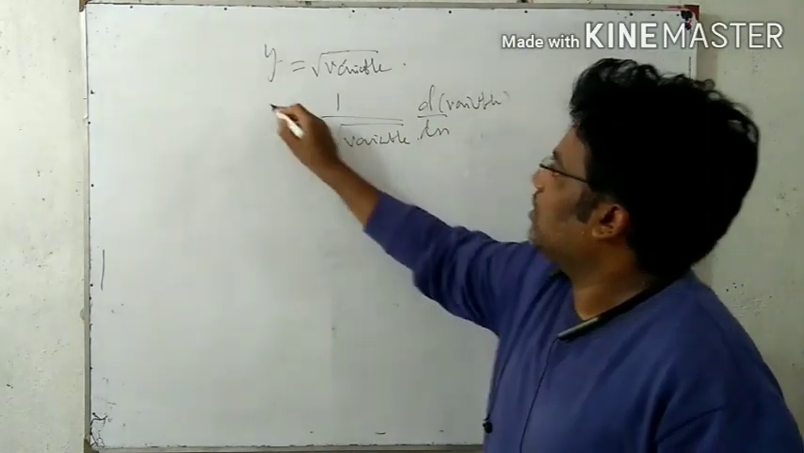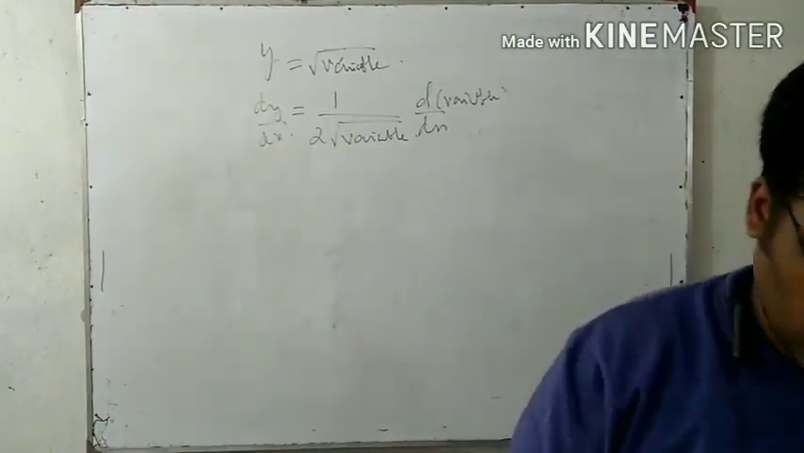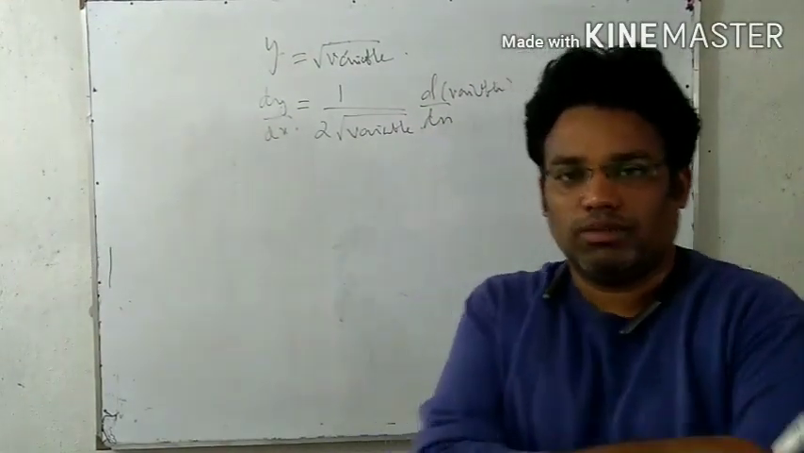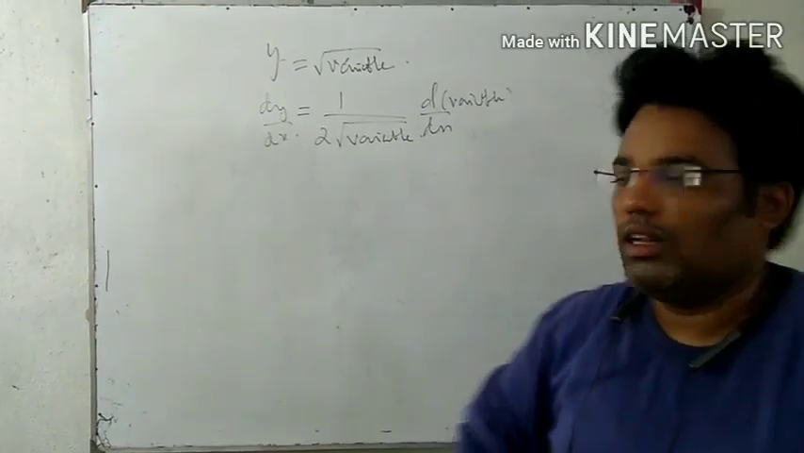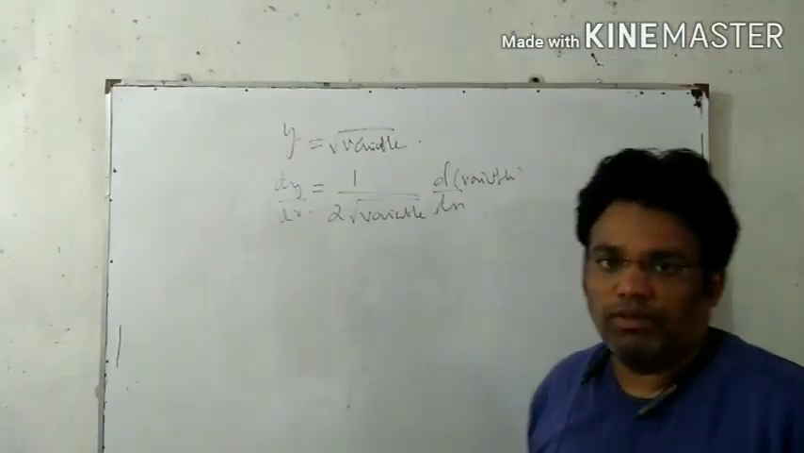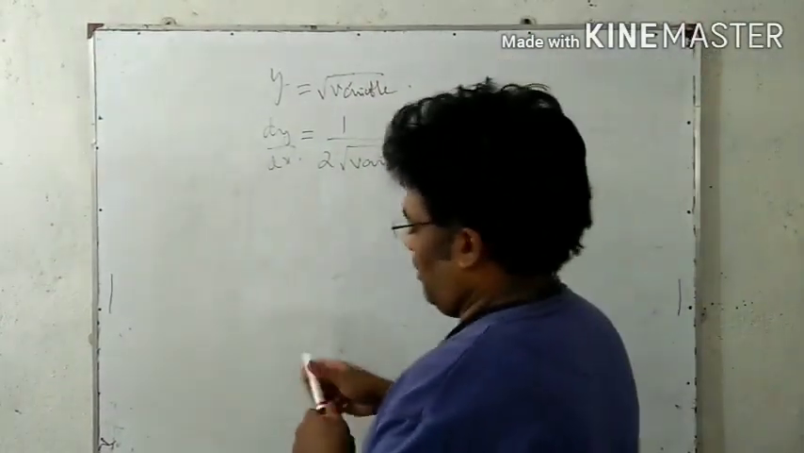This is a simple thing. Differentiation of root of something is 1 by 2 root of something into differentiation of that something. Writing variable instead of something is not wrong, right? Root of variable is 1 by 2 root of variable into d by dx of that variable. Clear? So now I'll be using this.